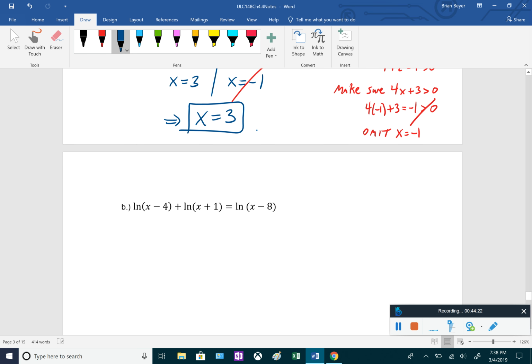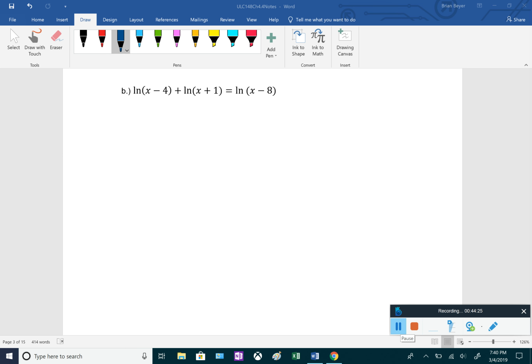Okay, so let's do one more of these. So we have ln of x minus 4 plus ln of x plus 1 equals ln of x minus 8. So we need to use the product rule on the left-hand side to combine them. So it's going to be the ln of x minus 4 times x plus 1. We knew it was the product rule because they were being added. And I'm going to just multiply x minus 4 times x plus 1. So that's just distributing, where you have to FOIL that, and we end up getting x squared minus 3x minus 4 equals the ln of x minus 8.